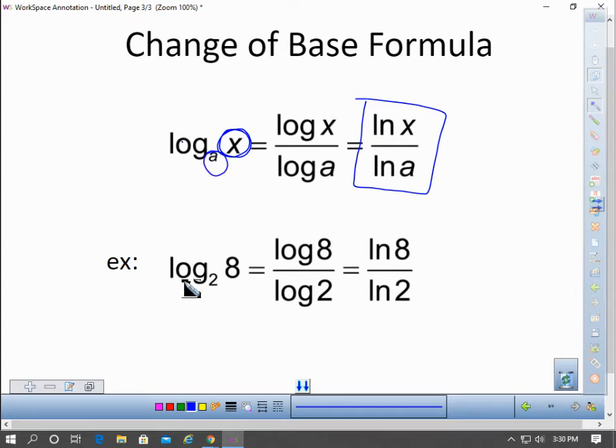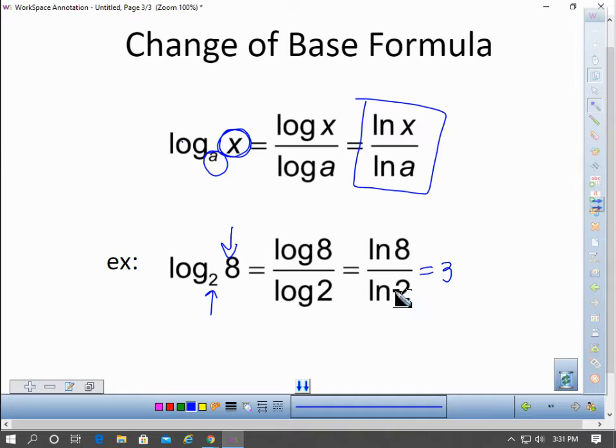All right, so down here as an example, the log of 8 in base 2, I would rewrite that as the natural log of 8 divided by the natural log of 2. So it's always the natural log of the argument divided by the natural log of the base. And we know this answer is 3 because 2 cubed is 8. And so this is also 3.